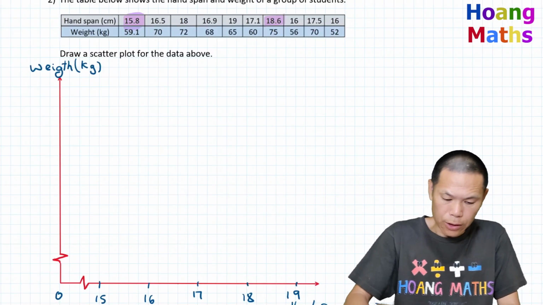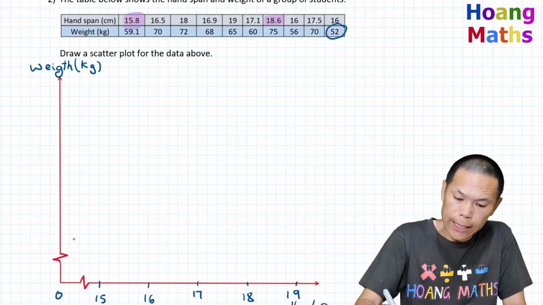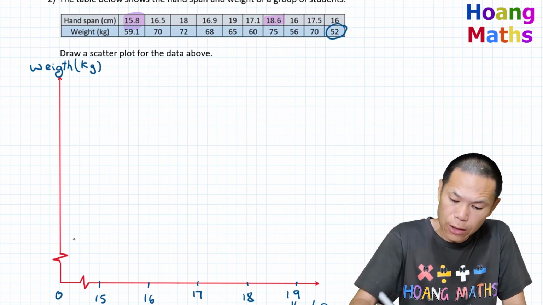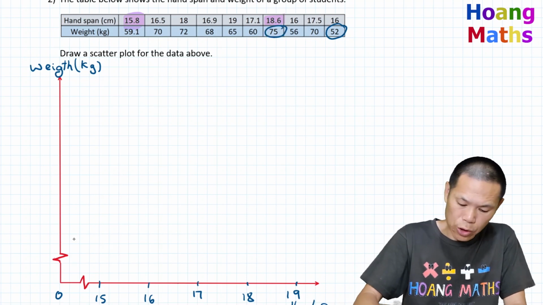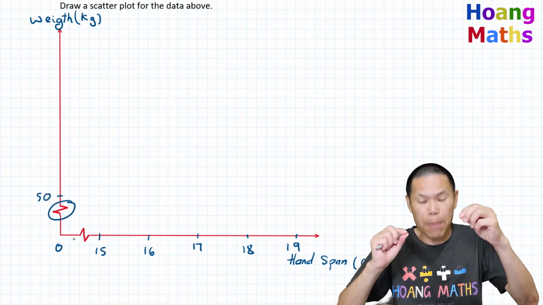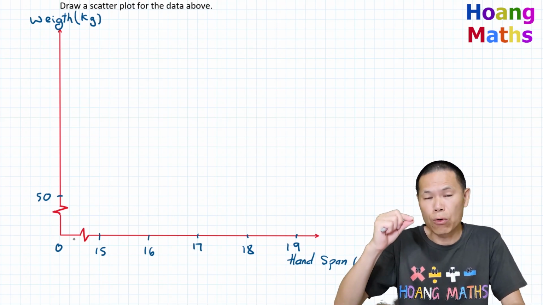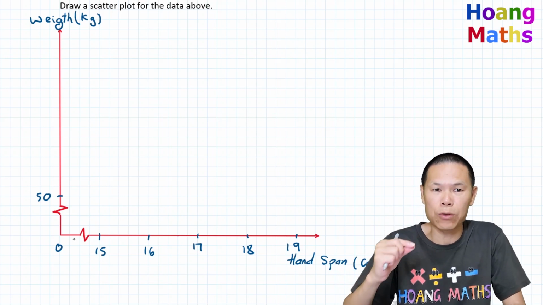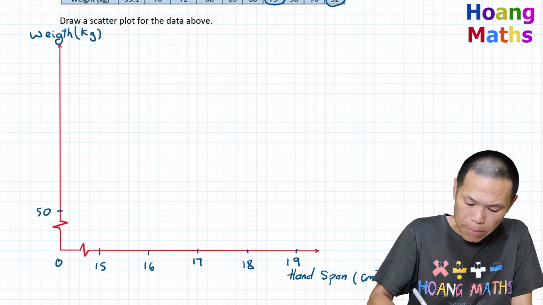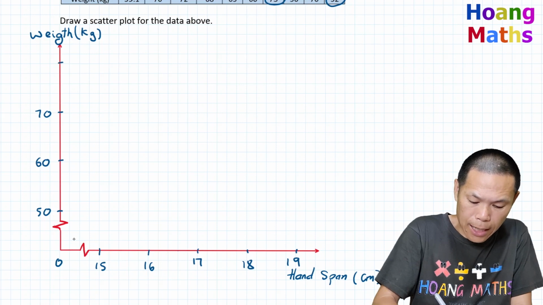So there you go. We can see the smallest value for the vertical axis is 52, and the largest value in this case is not 70, it is 75. So let me just start from 50. And don't forget, this zigzag means there are numbers between 0 and 50. So we don't have to write from 0 all the way to 75 because we will run out of space. Keep that in mind. So I go up by 2, so 2, 4, 6, 8, 10, so that is 60. 2, 4, 6, 8, 10, so that is 70. 2, 4, 6, 8, 10, that is 80.